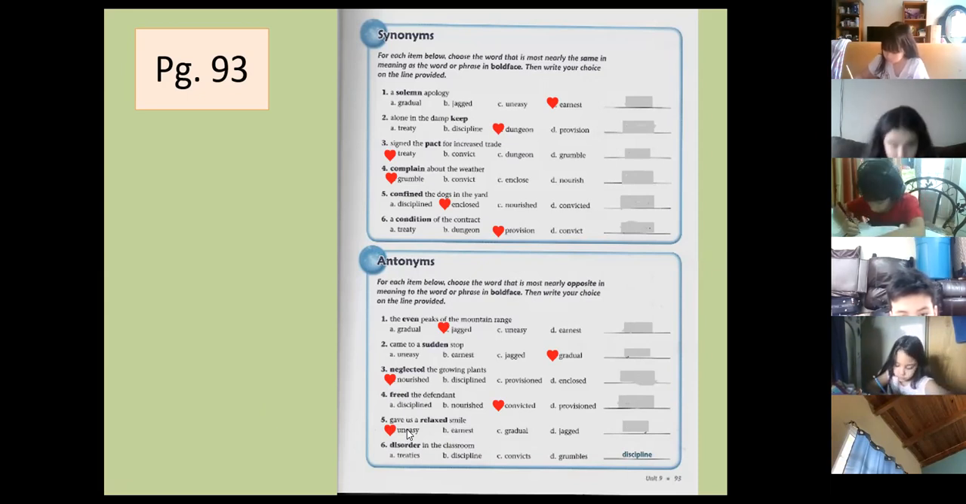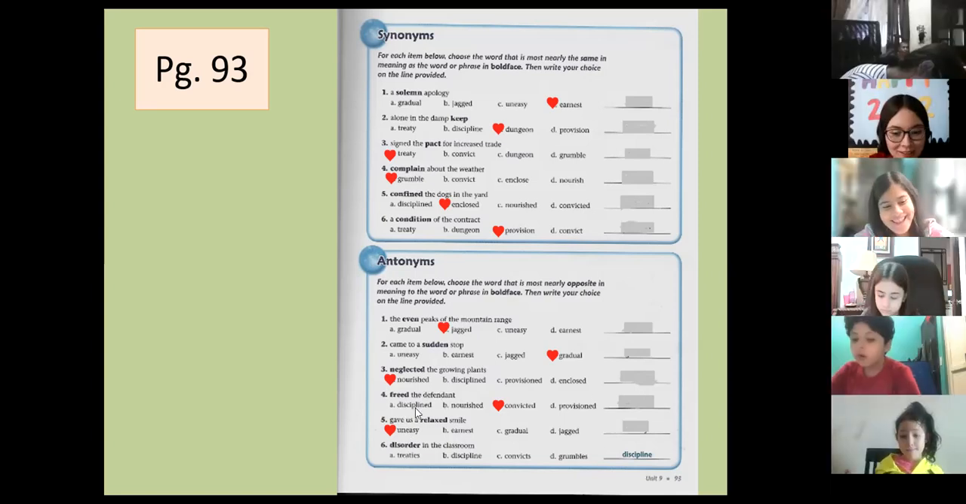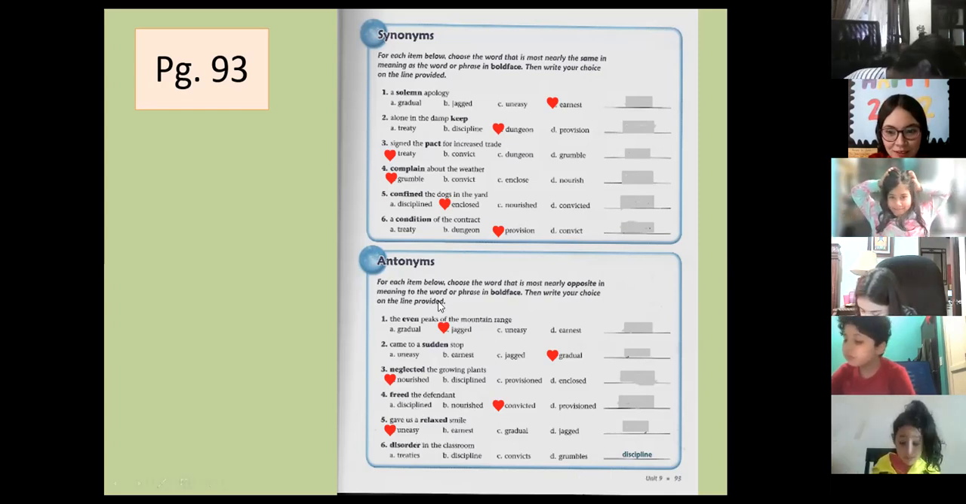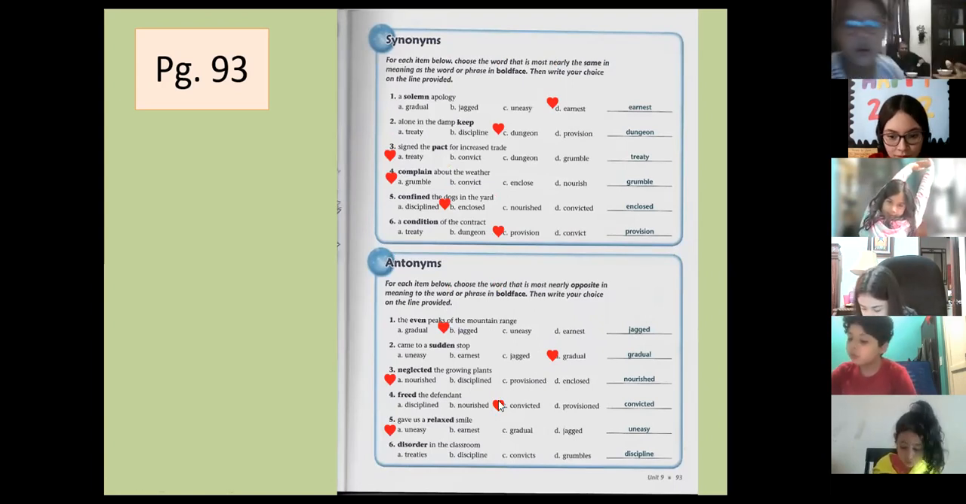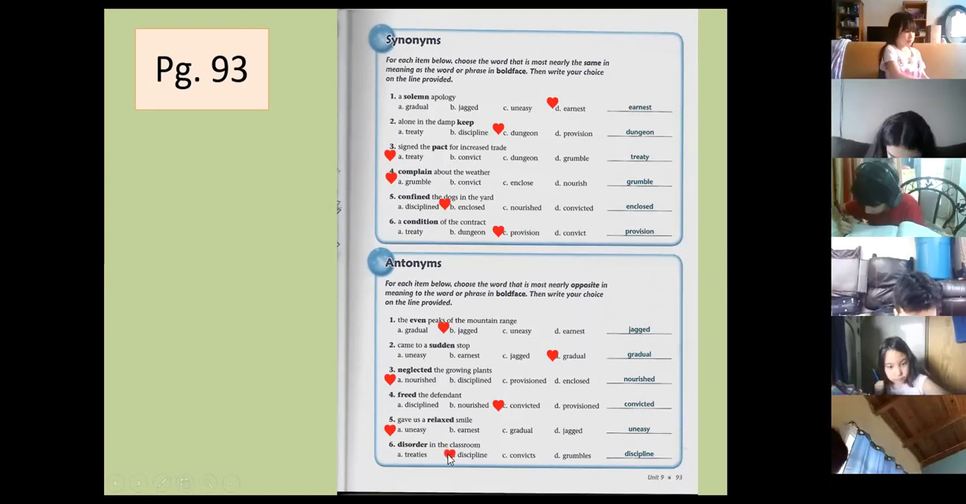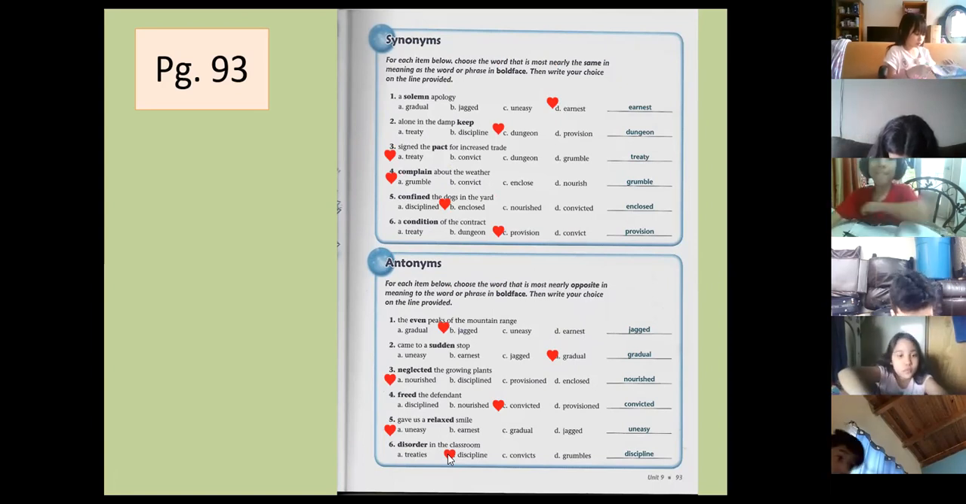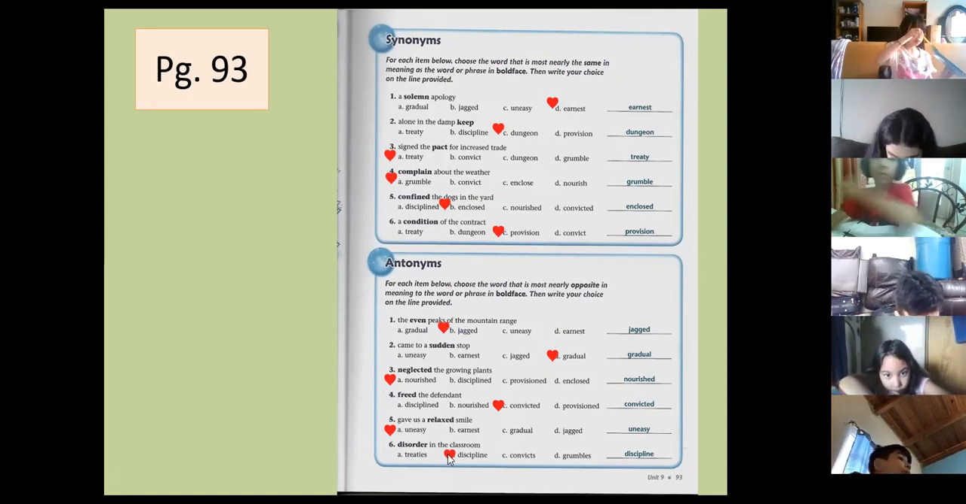And number 6 of this page, the last one, is disorder in the classroom. Yeah, there you have the answer, discipline. That's right. You can write it down, you can circle it. You have the answer there. Okay, check your answers. Is all correct? All correct. I finished. You finished? Yes. Okay, great. Let's go work on the next page.